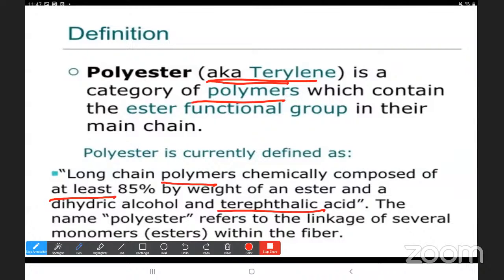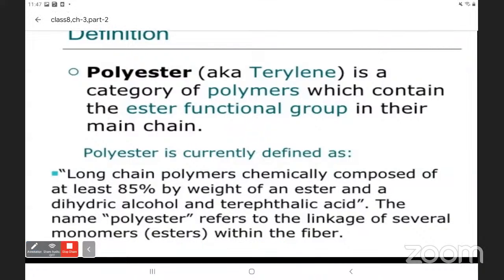Here, the name polyester refers to the linkage of several monomers within the fiber. We are saying that here ester is the main functional group. So it refers to the linkage of several monomers, that means esters, within the fiber.